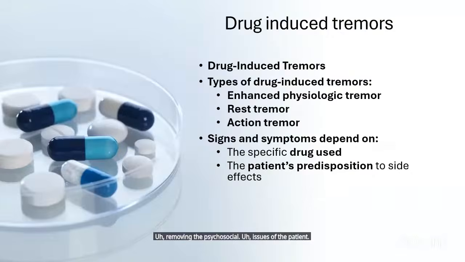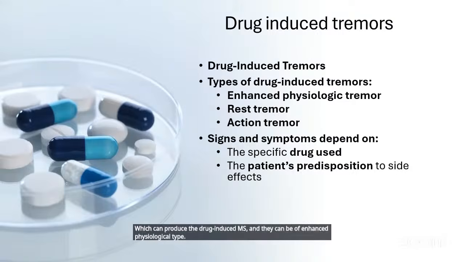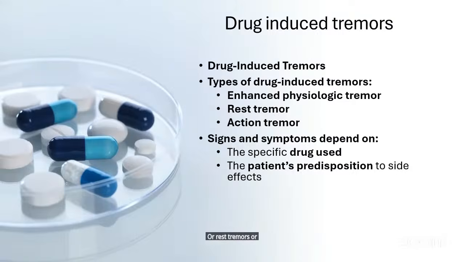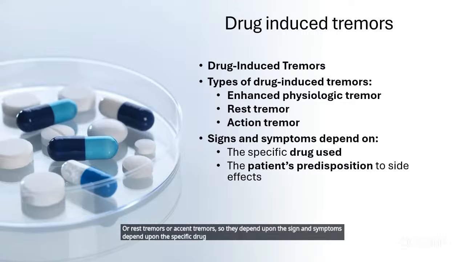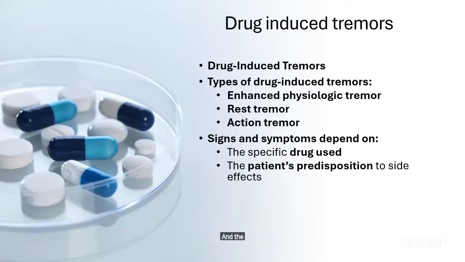Next. Drug induced tremors. There are various types of drugs which can produce drug induced tremors, and they can be of enhanced physiological type or rest tremors or action tremors. So the signs and symptoms depend upon the specific drug used and the patient's predisposition to side effects.